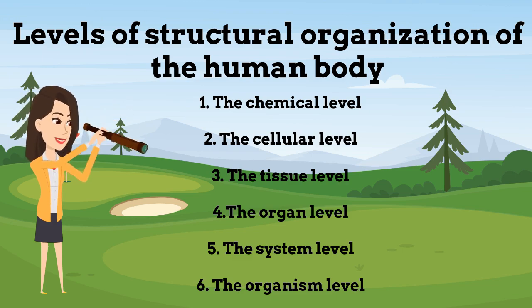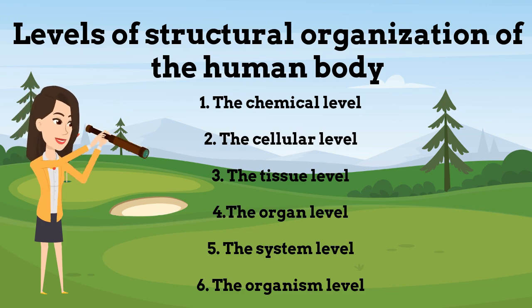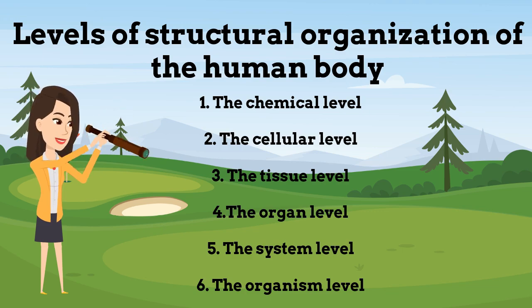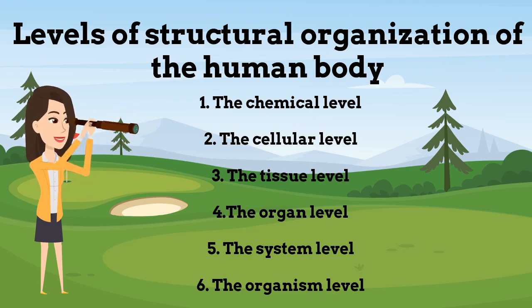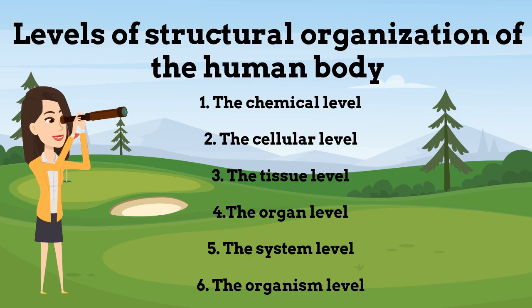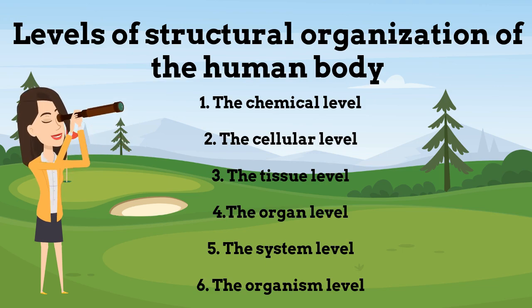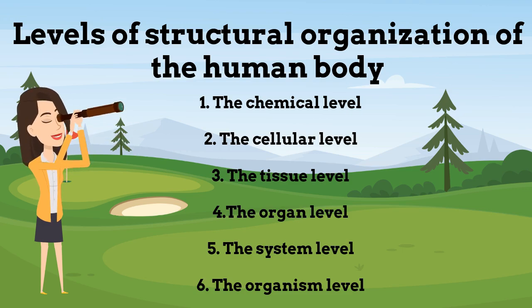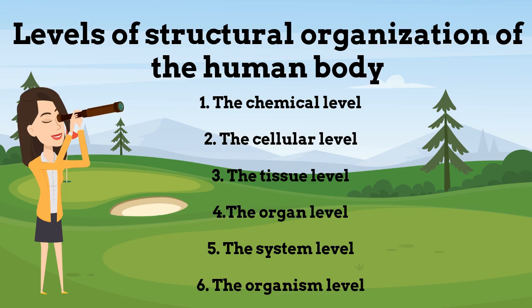Moving on to the tissue level, tissue is a group of cells working together to perform specific functions. For example, a group of muscle cells will make muscle tissue, and a group of brain cells will make brain tissue. At the organ level, the organs consist of large amounts of specific tissue which are combined together. The organs are recognizable structures of the human body, such as the heart, lungs, and stomach, which perform complex functions.